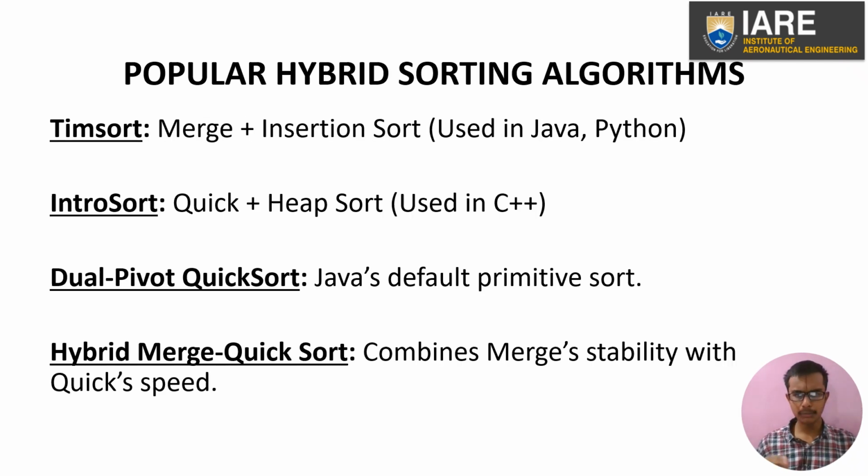Now let's go through popular hybrid sorting algorithms. TimSort, as we discussed before, is merge plus insertion sort, used in Java and Python. Introsort is quick sort plus heap sort, used commonly in C++. Dual pivot quicksort is Java's default primitive sort. And hybrid merge quicksort combines merge stability with quick speed.